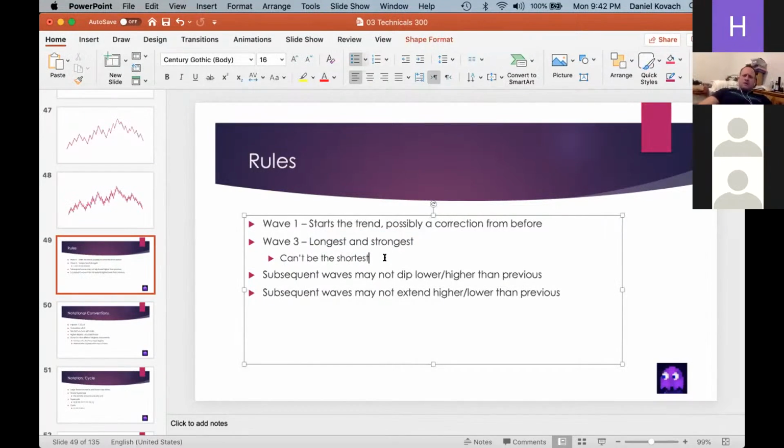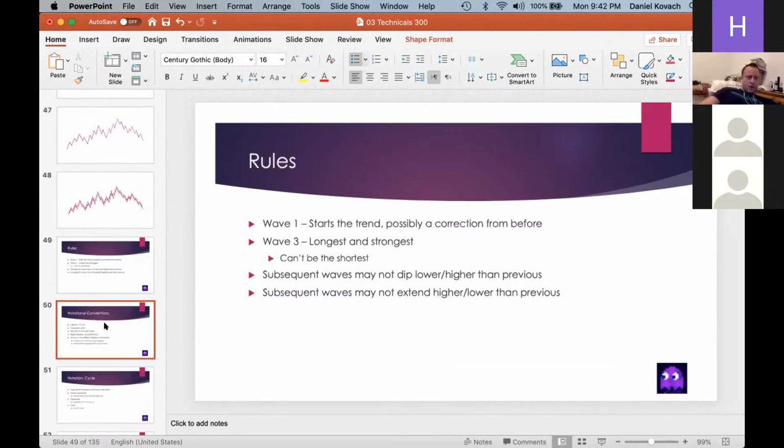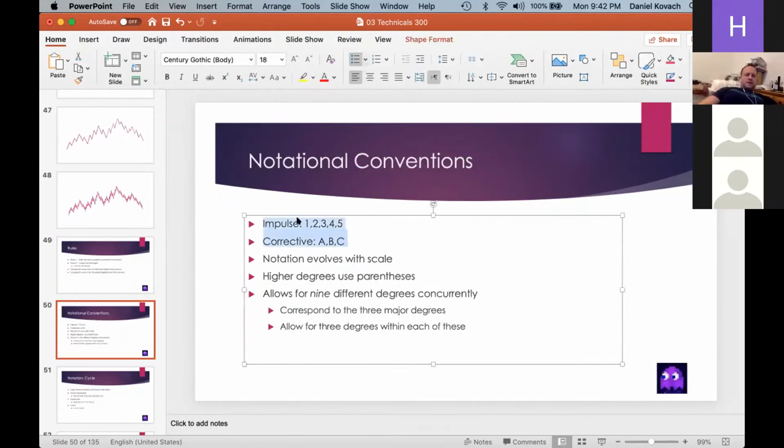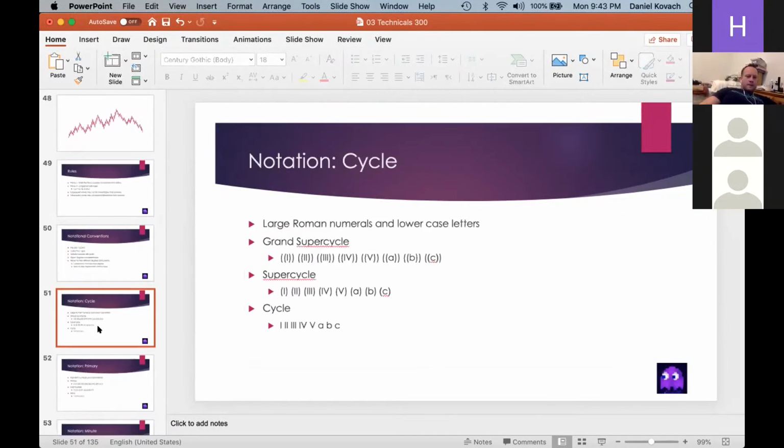Again, this is a very general, high-level view of Elliott wave theory. I didn't really get a chance to go into all the details and exceptions and nuances, but if you are interested, I can tell you. Notational conventions, this is the only thing I'm going to go over: the impulse is usually labeled 1, 2, 3, 4, 5, and the corrective is ABC. If you really want to dig deeper into the notation, actually, I said 12 earlier. Excuse me, that was an error. It's actually 9. But this is all.